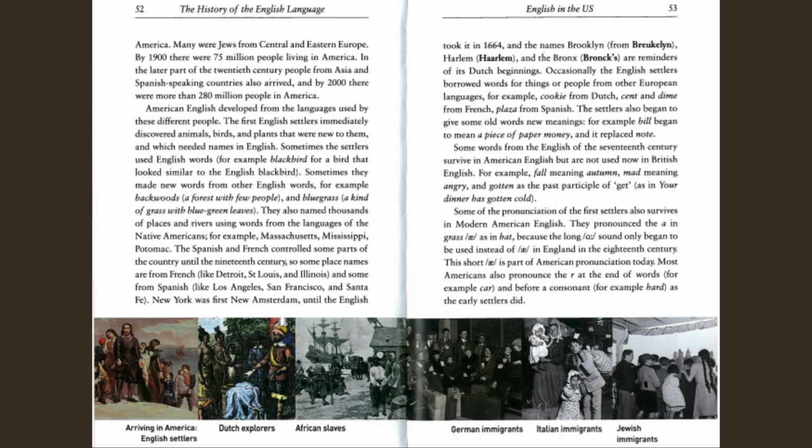Some of the pronunciation of the first settlers also survives in modern American English. They pronounce the A in grass as in hat, because the long A sound only began to be used instead in England in the 18th century. This short A is part of American pronunciation today. Most Americans also pronounce the R at the end of words, for example, car, and before a consonant, for example, hard, as the early settlers did.